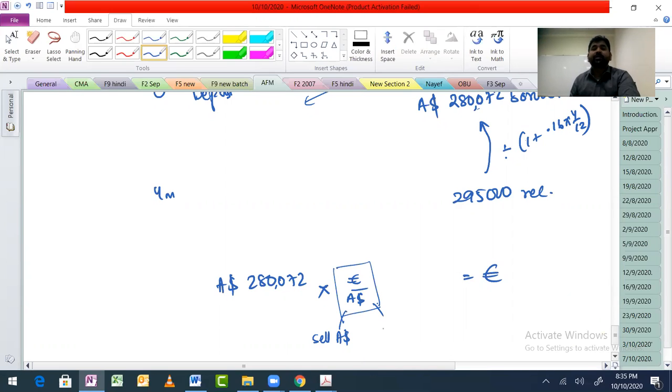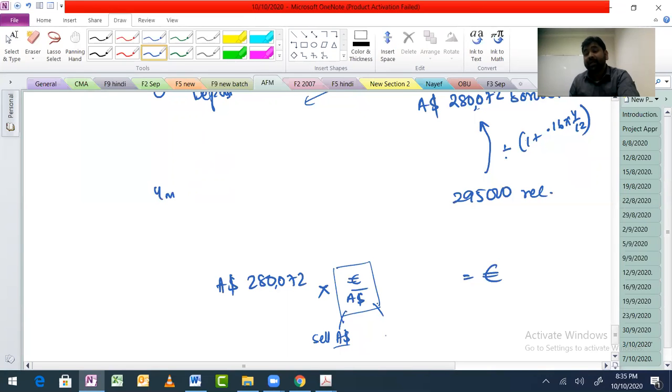Can I sell this Australian dollar? Fine. So the answer is yes. So I don't have to buy euro and all that. I can sell. That is what they are buying and selling in this market, right? So I can sell this Australian dollar.